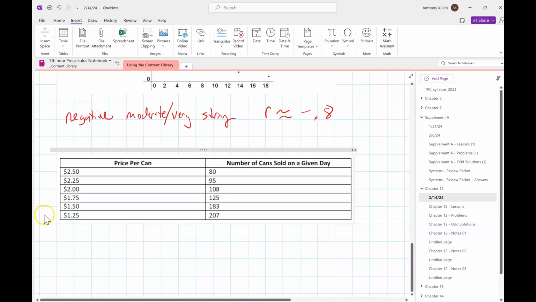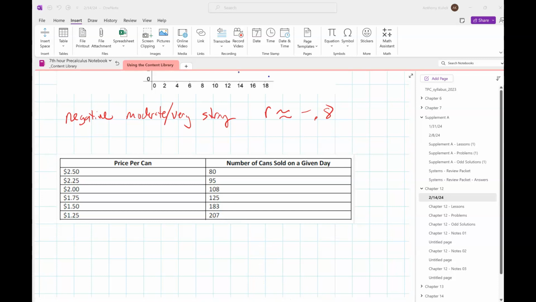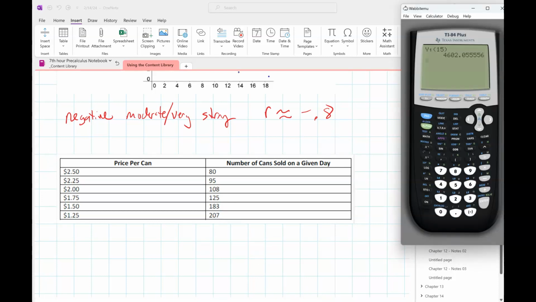So the data that we're given relates to the price of a canned good and the number of that canned good we're selling in a day at a shop. You're noticing as the price gets lower, we're selling more cans, right? All right. So the first thing that we want to do is get this data into our calculator. So I'm turning my calculator on, and I'm going to press the Stat button, which is right next to the left arrow.